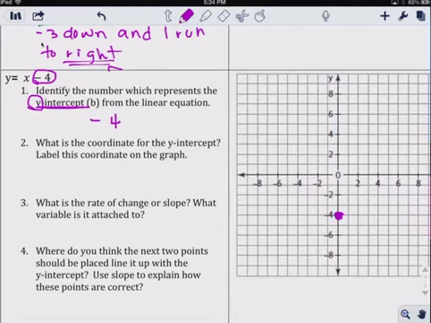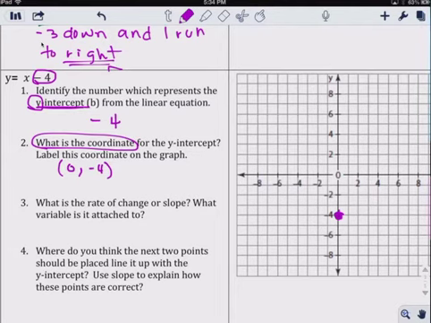So y-intercept. What is the coordinate for the y-intercept? They want to know the coordinate. The coordinate is 0, -4. Label the coordinate on the graph, which is already there.